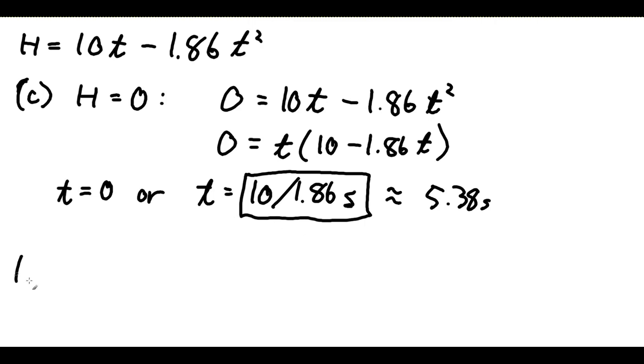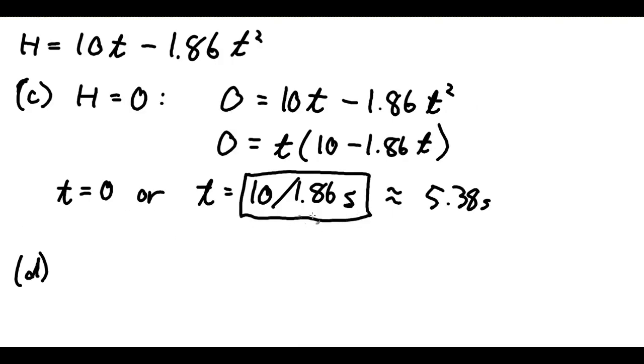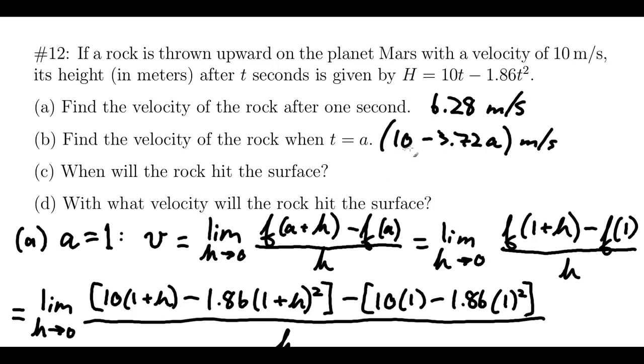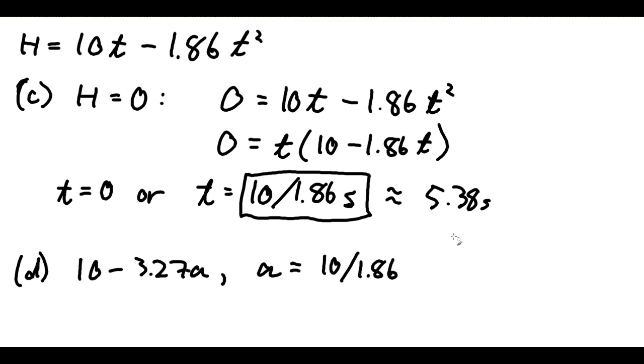And then part D asked us, with what velocity will the rock hit the surface? Well, we know when the rock hits the surface at 10 over 1.86 seconds. And we know how to find the velocity at any particular time a. That is this value we found in part B, right? We have 10 minus 3.72a. A here is 10 divided by 1.86 seconds.